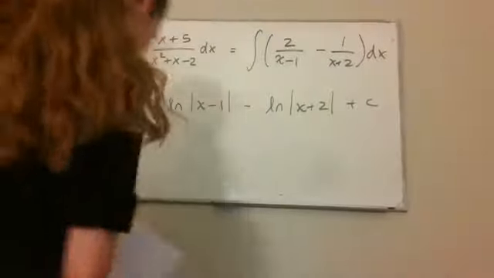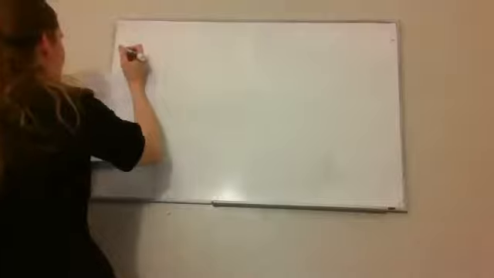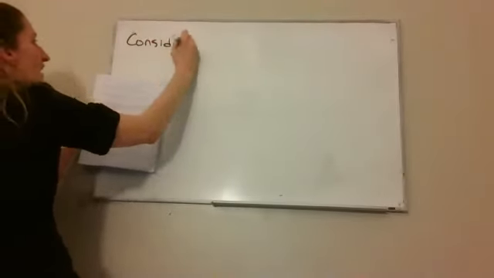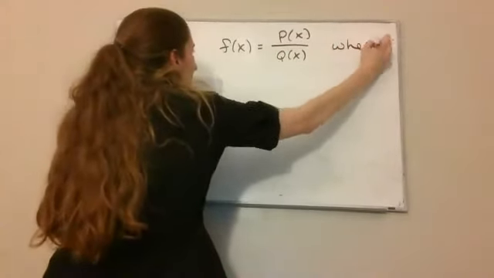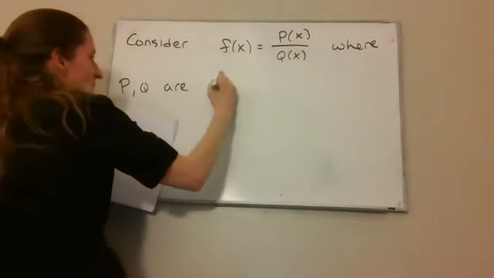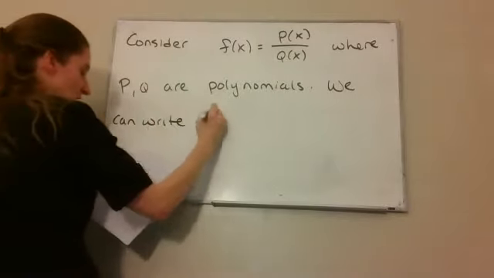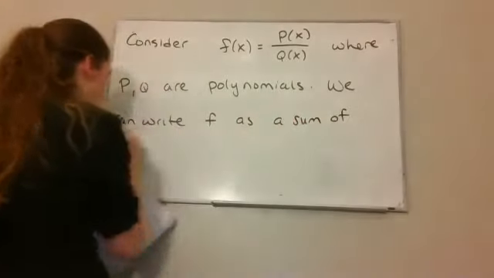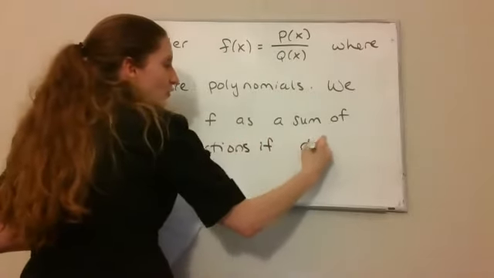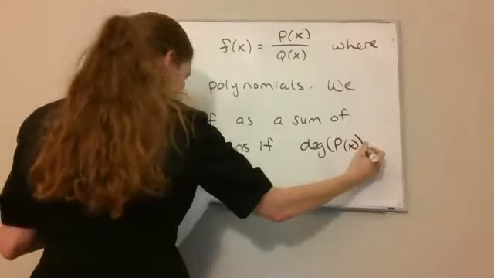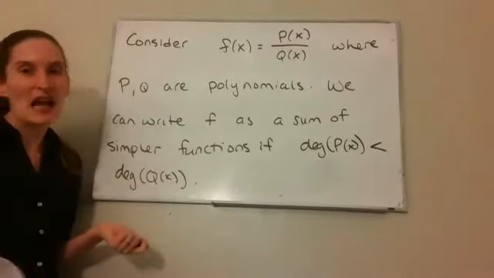So just in general, we first have to consider a rational function, just any rational function. So consider a rational function, f of x equals p of x over q of x, where p and q are polynomials. Then we can write f as a sum of simpler functions if the degree of the polynomial on the top is less than the degree of the polynomial on the bottom. If it's not, well, then you're going to have to long divide first.